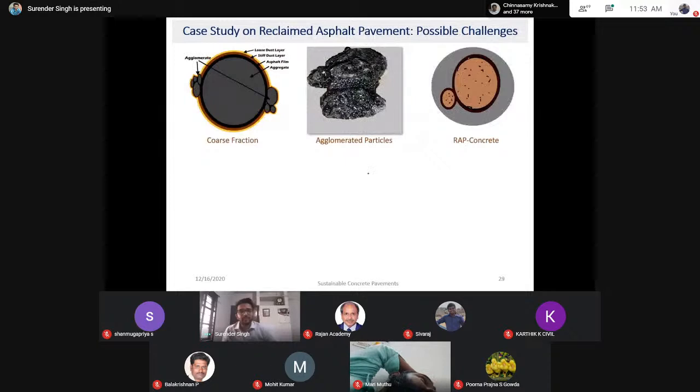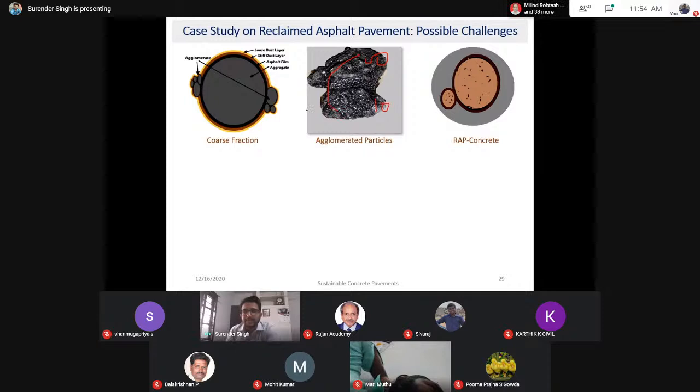What we found is that RAP material has two main culprits, two main contaminants. One is agglomerated particles. This is 10 mm aggregates, and this is also 10 mm aggregates. When you see them, they are sticking with each other because bitumen is a glue. You can remove it by hand also, but the quantity is so significant that you cannot do it. The second culprit, which is the major culprit, is the bitumen film.